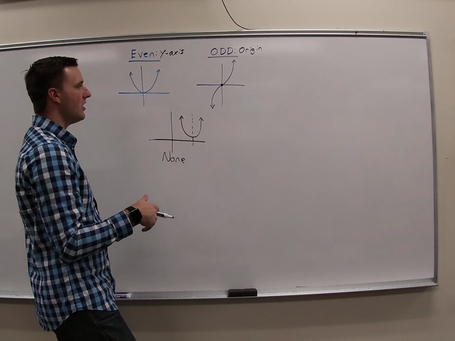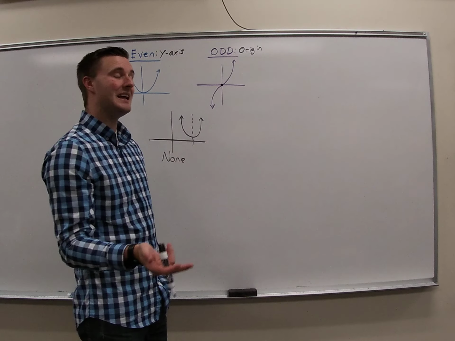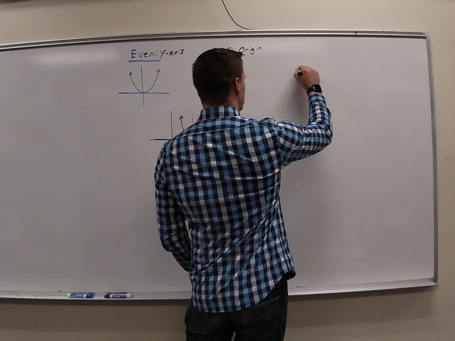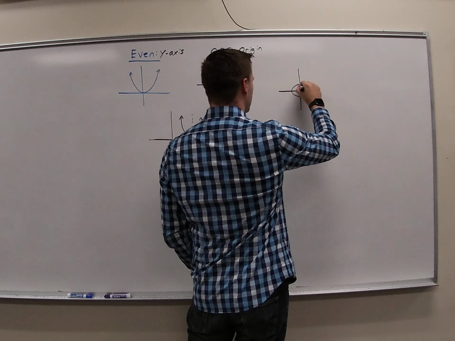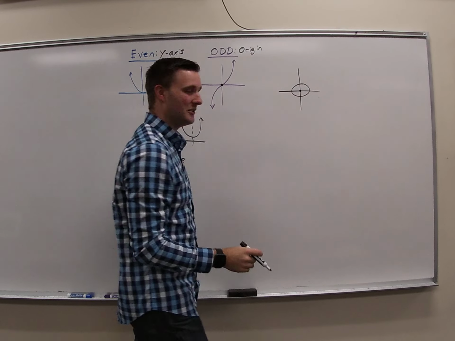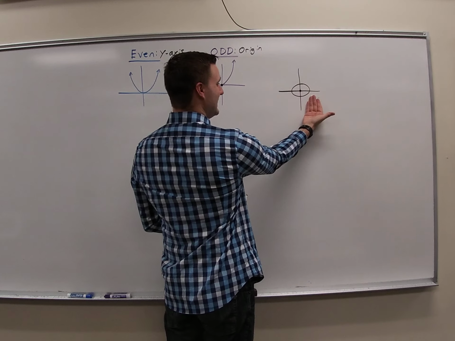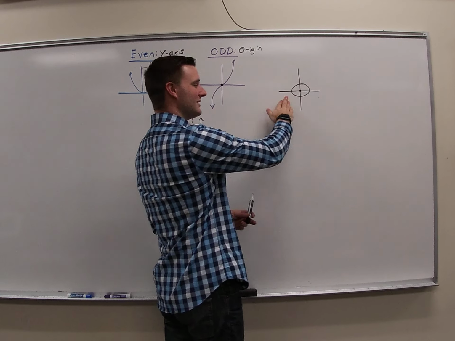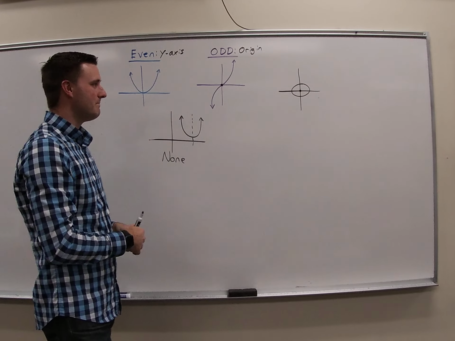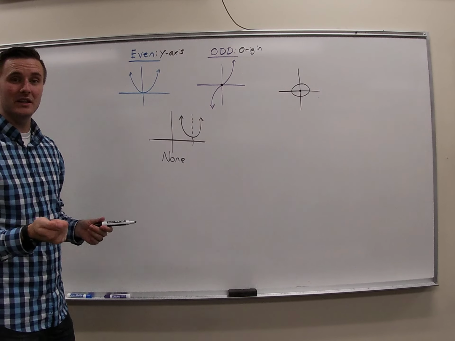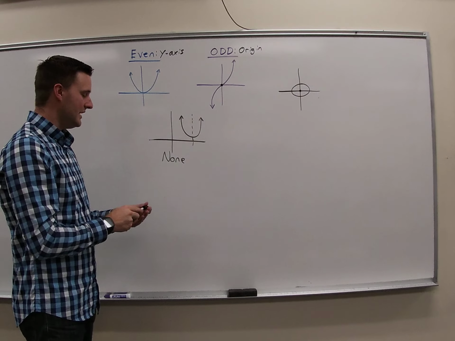In the same way, there are some that are both even and odd. The easiest one to think of, if I could draw this perfectly, would be a circle, right? If I could draw a perfect circle where its center was at the origin, technically it's even because it could fold over the y-axis and land on itself, and it's odd because I could flip it upside down, and it would be the same image right side up as it would be upside down.